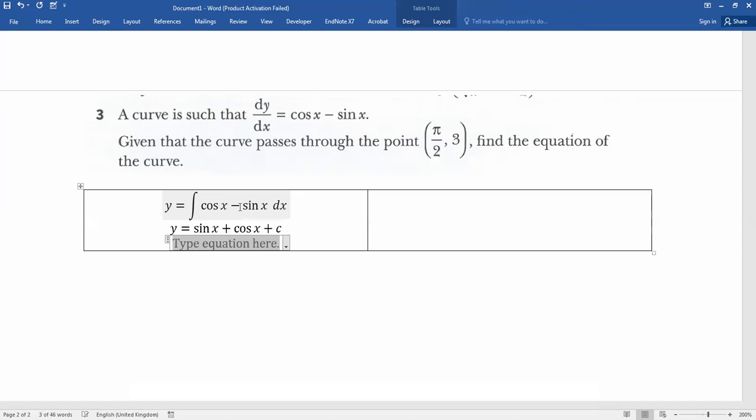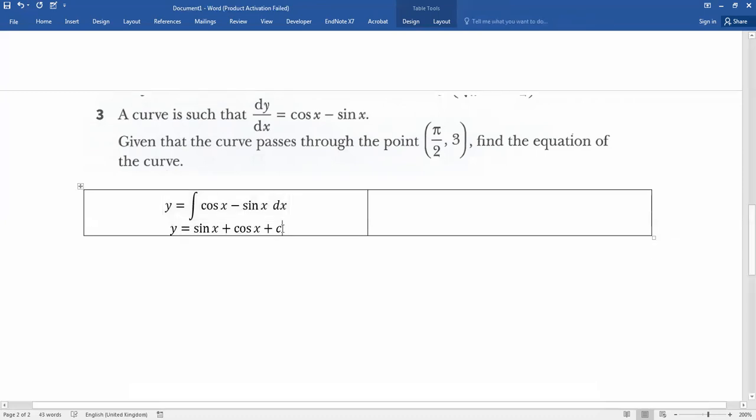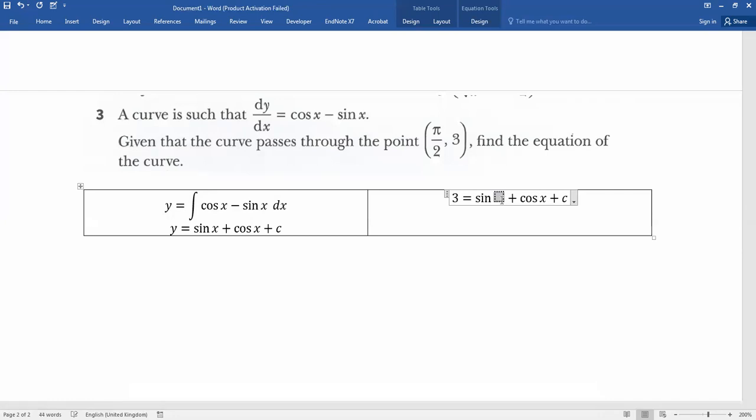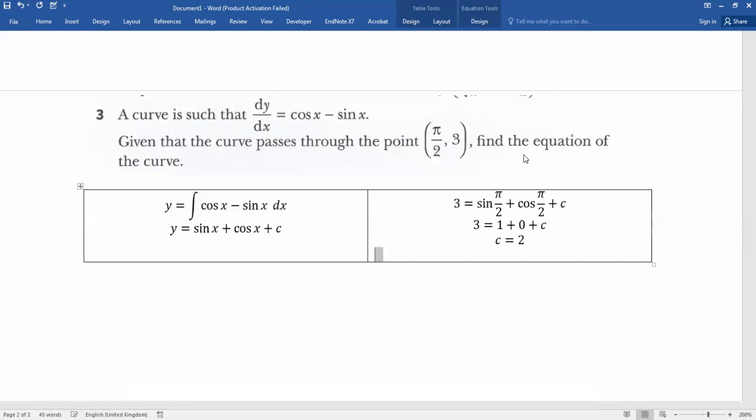Now how to get the value of y? Make sure to put the values in radians. In place of y, we'll put 3. In place of the angle, we'll put pi over 2. So 3 equals sine 90, which is 1, plus cos 90, or cos pi by 2, which is 0, plus c. So the value of c is 2, and y equals sine x plus cos x plus 2.